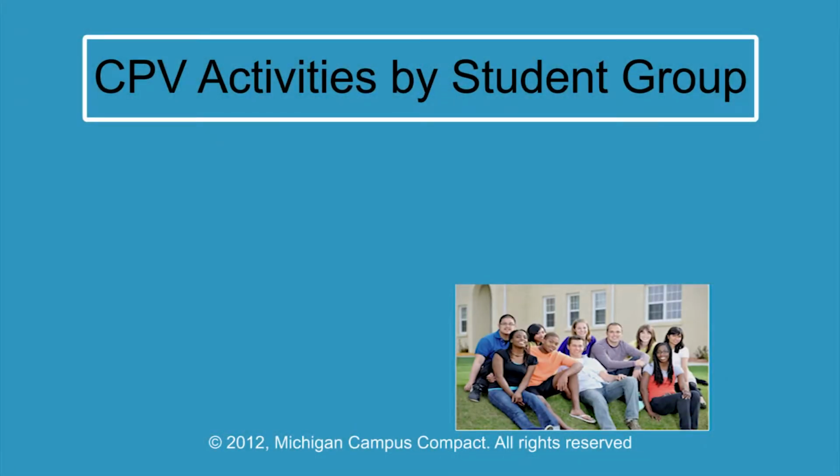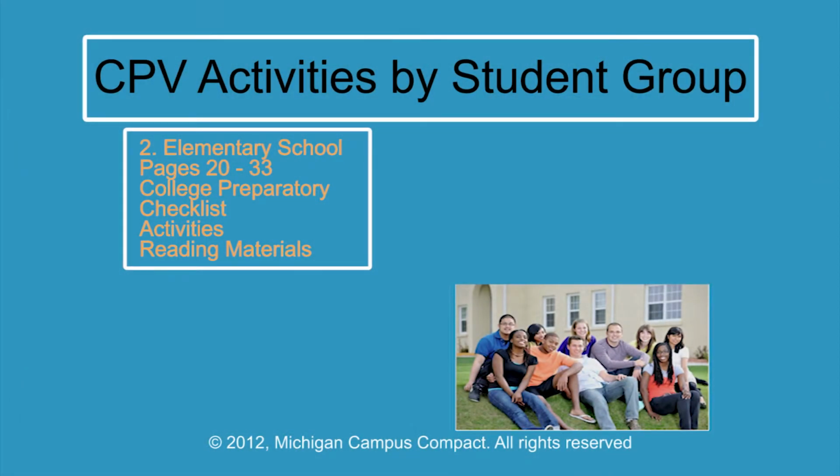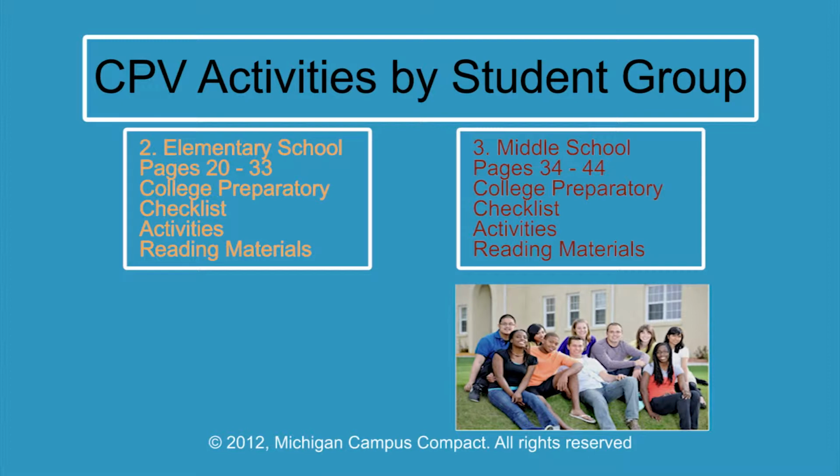Now, CPV activities by student group. Now this was broken up by sections based on elementary school, middle school, and high school. So here, for example, we have number 2, elementary school, which is pages 20 to 33, which has college preparatory checklists, activities, reading materials. Each one of these is specific to the grade levels. And they'll range in terms of, sometimes we'll have some overlap from time to time, but it is very important for each CPV to focus on the section that's relevant to them. In the 3rd section, we have middle school, pages 34 to 44. We have college preparatory checklists, activities, reading materials, and that'll be relevant to middle schoolers.